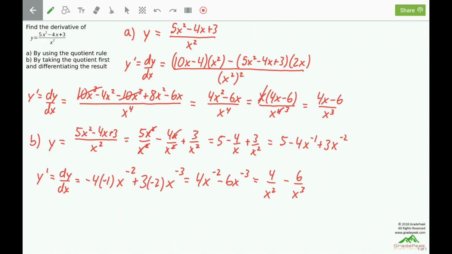The last thing we can do to make it look like part A is to get a common denominator. We can multiply this first term by x over x to produce the common denominator of x cubed. And that will give us 4x over x cubed minus 6 over x cubed. Combining these together, 4x minus 6 over x cubed, which matches exactly what we had produced in part A for the derivative.